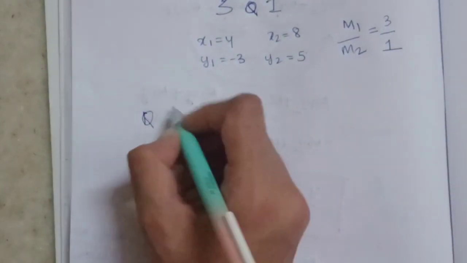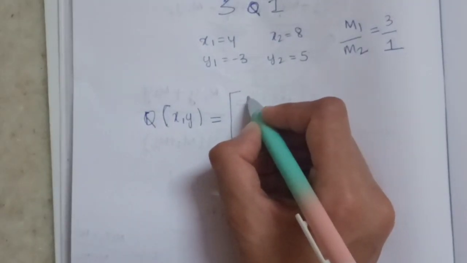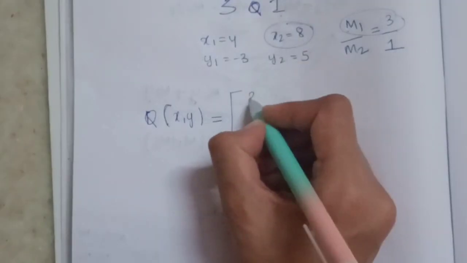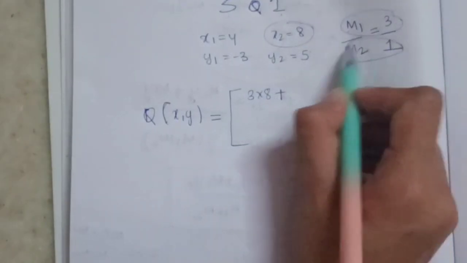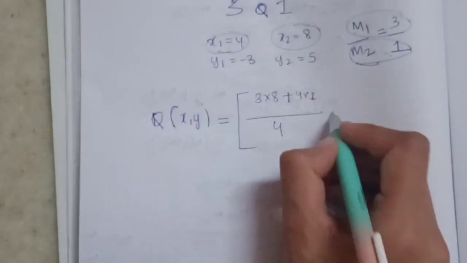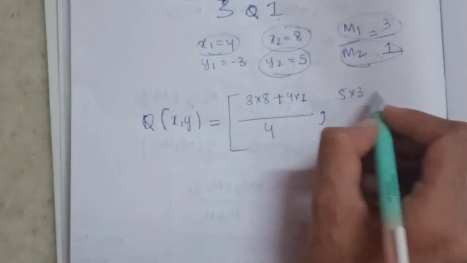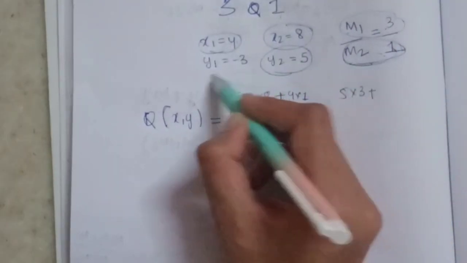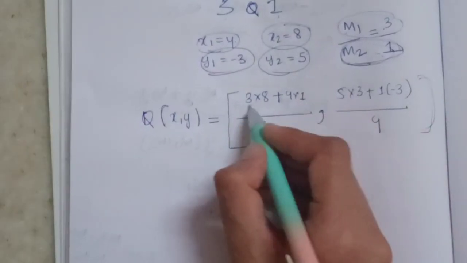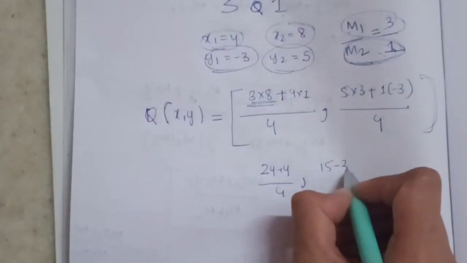So now we need a point Q of coordinates x comma y, that is equals to, we know the formula, m1 x2 plus m2 x1, so 3 into 8 plus 1 into 4, by m1 plus m2, 3 plus 1 is 4, comma y coordinate m1 y2 plus m2 y1, so 5 into 3 plus 1 into minus 3 by m1 plus m2 is 4. That's all.